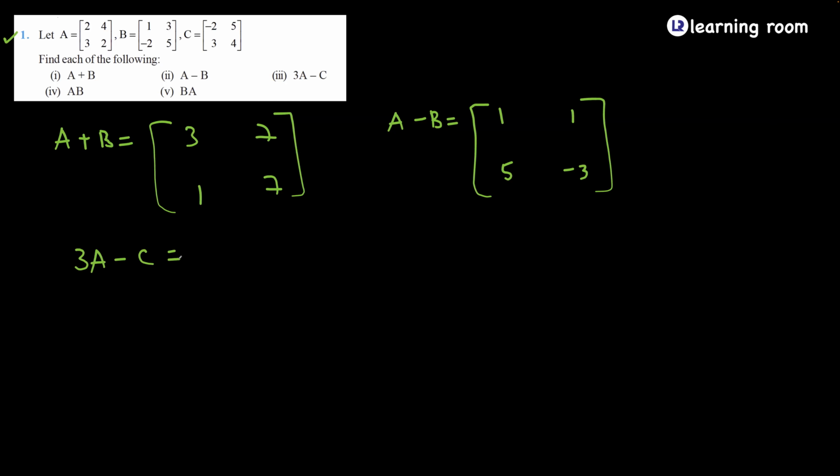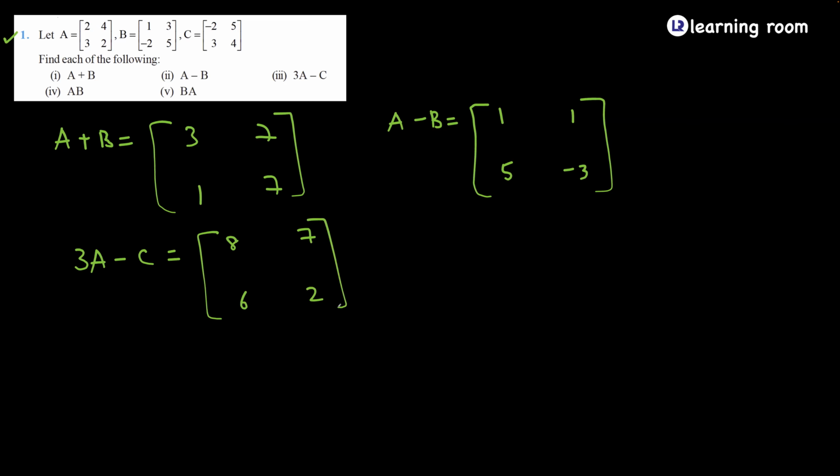So 3 into A is basically, I'll directly do it, okay? So this is 6. 6 minus of minus 2 is 8. So 3 into 4, 12. 12 minus 5 is 7. 3 into 3, 9. 9 minus 3, 6. 6. So 6 minus 4 is going to be 2.